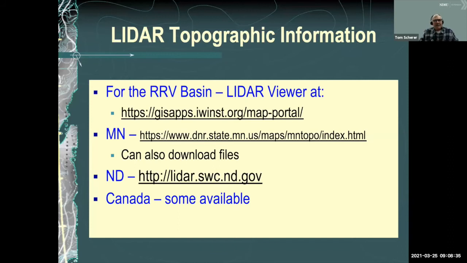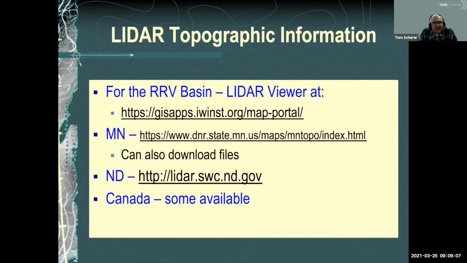So LIDAR is light detection and ranging. More and more places basically describe it. They fly over an area, usually this time of year where there's no leaves on the trees, and they shoot millions of laser pulses at the ground, and then they reflect back, and they're able to record them. And then based on that, they can make topographic maps for large areas.